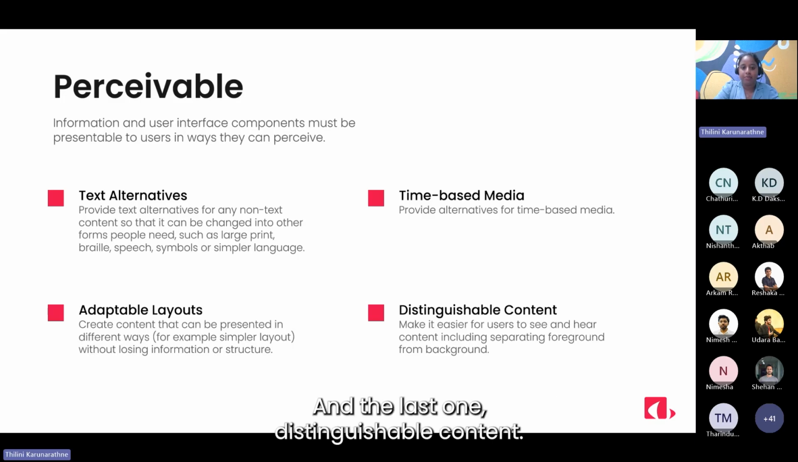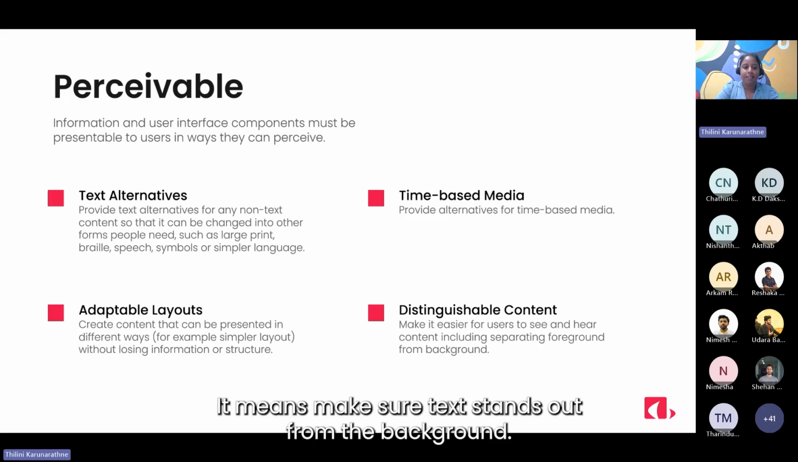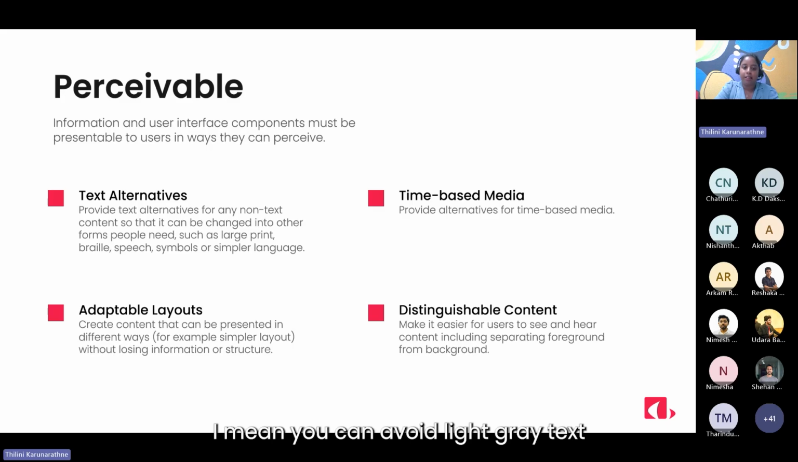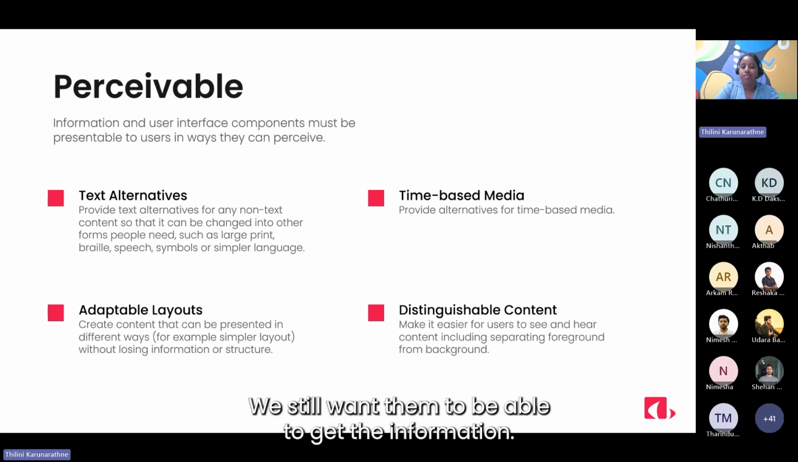And the last one, distinguishable content. It means make sure text stands out from the background. You can avoid light gray text on white or anything hard to read. Use strong color contrast. According to level AA, between text and background, it's essential to have a contrast ratio of at least 4.5 to 1. So if someone can't see, hear, or read in a visual way, we still want them to be able to get the information.